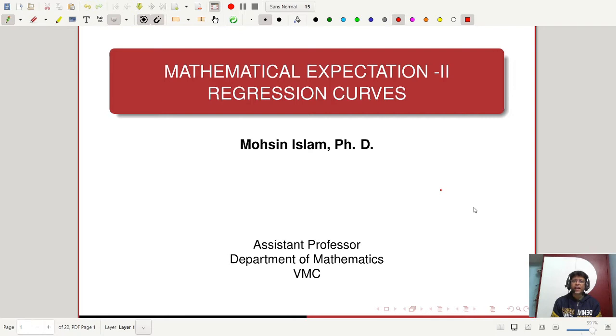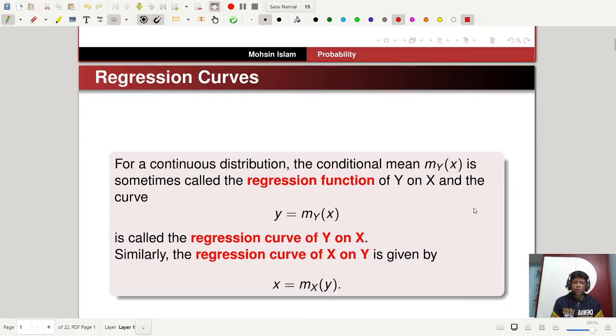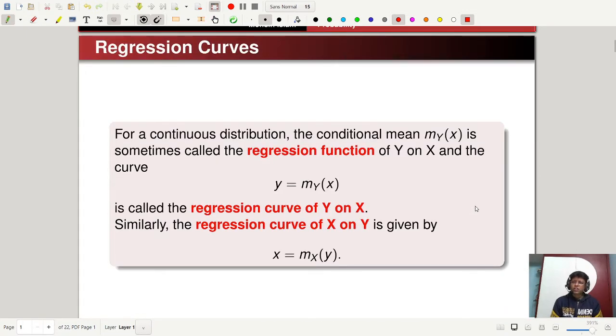So we can say in compact form, in statistical modeling, regression analysis is a set of statistical processes for estimating the relationship between a dependent variable and one or more independent variables. So let's start the topic. First I will describe what the regression curves are.